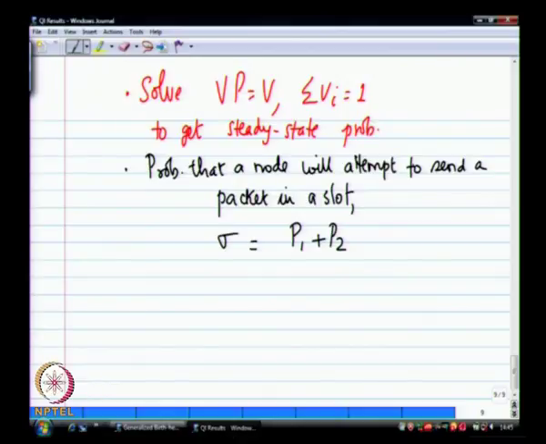Now there are n users sending packets, right. Let us say a total of n users are there in the system. Assume that the system is completely IID, every node is behaving identically, so in the long run they will all have the same P. So if I have n users, each of them with probability sigma of being in a transmit state in every slot, then what is the probability of success?